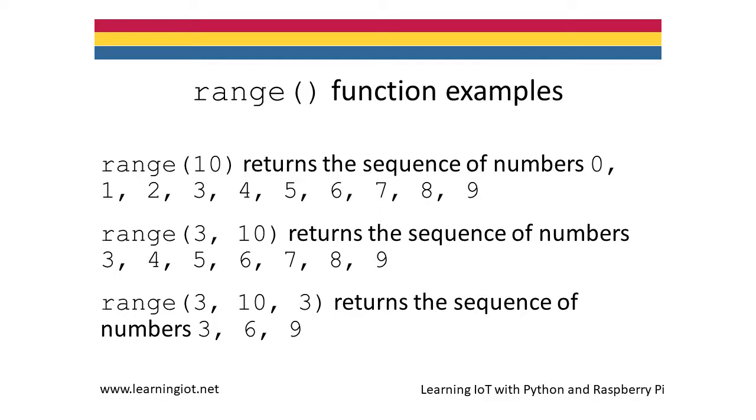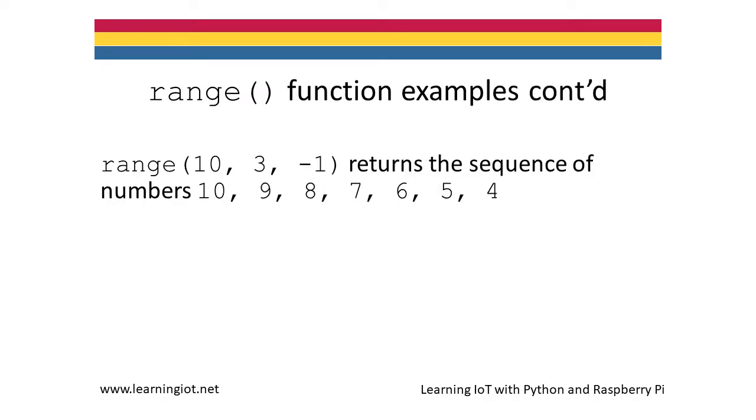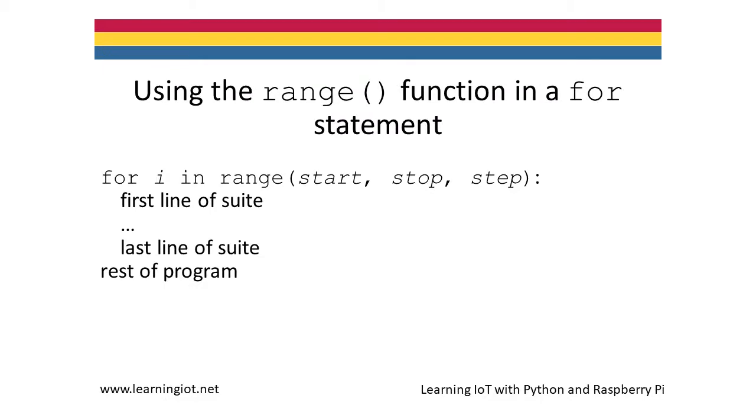When the step value is positive, the start value must be less than the stop value in order for the for loop to iterate. Negative integers may be passed for the start value, the stop value, and/or the step value. If the step value is negative, then the start value must be greater than the stop value in order for the for loop to iterate.